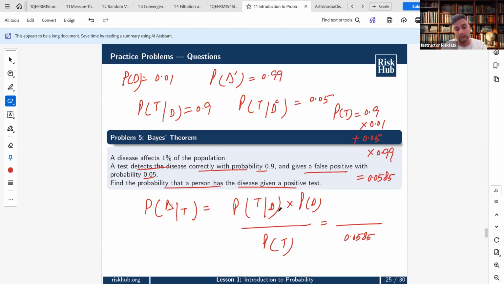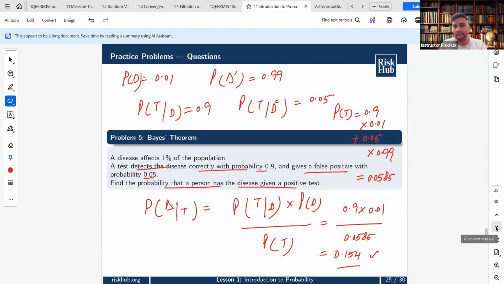The numerator is easy, because T given D is 0.9 and D is given already as 0.01. You solve it, you get 0.154. That's it, guys. That's the answer.